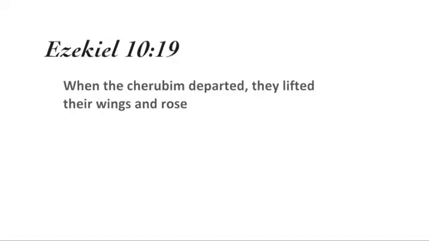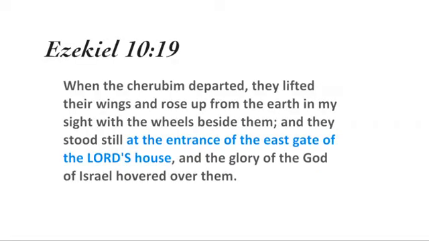In Ezekiel 10, he sees the glory move to the outer east gate of the temple, and again the message is communicated through the scattering of the burning coals that judgment will start to fall once God has left his temple. When the cherubim departed, they lifted their wings and rose up from the earth in my sight with the wheels beside them. And they stood still at the entrance of the east gate of the Lord's house, and the glory of the God of Israel hovered over them. In Ezekiel 11, he prophesies judgment on the evil leaders for following the ways of the other nations.